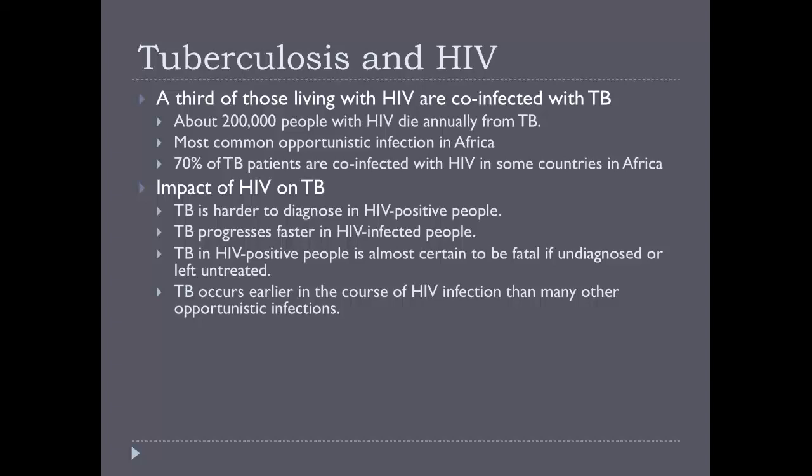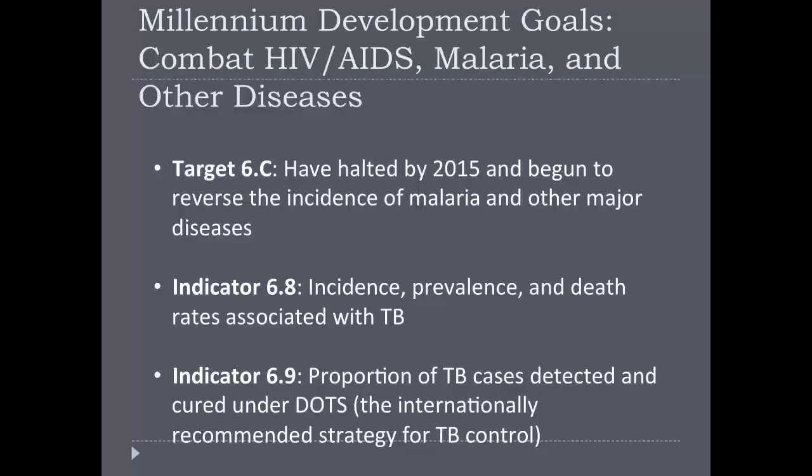TB and HIV infected people is most certain to be the cause of death if left undiagnosed or left untreated, and it occurs earlier in the course of an HIV infection than other opportunistic infections. So if you have the TB, it could wipe you out and kill you much faster than, say, what people normally die from, like flu or some of the other diseases.